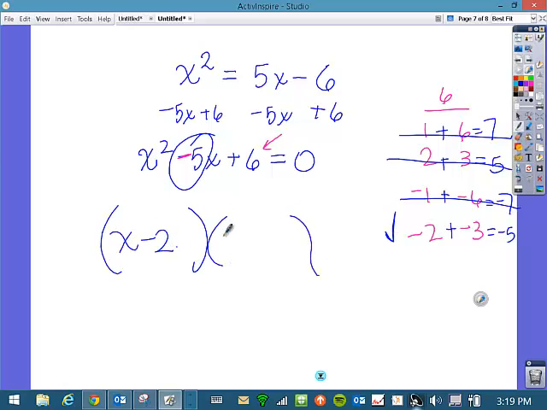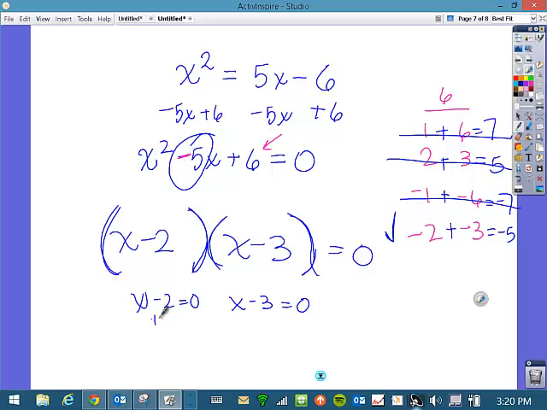x minus 2, x minus 3 equals 0. Those are really ugly parentheses. My apologies. And then you solve. So x minus 2 equals 0, and x minus 3 equals 0. Add 2 to both sides, you get x equals 2, and x equals 3.